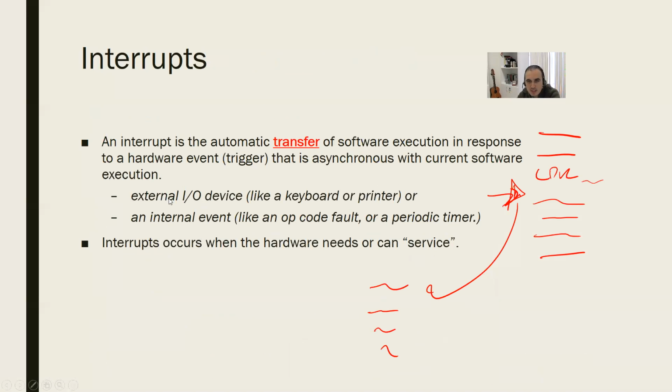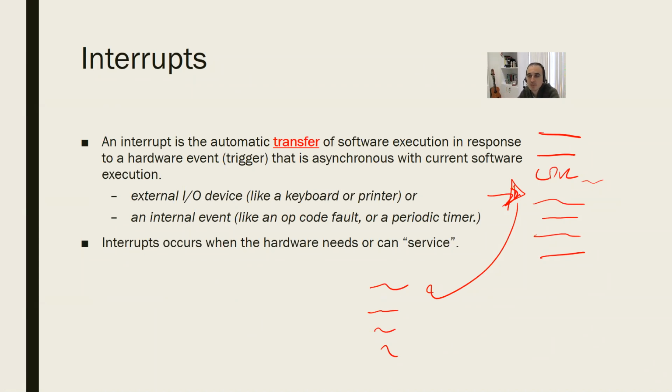So it should be triggered by an external device like a keyboard or printer, or it could be an internal event outside of the code. Internal event means in your microprocessor, there are mechanisms to call the interrupt mechanism, but it is not the code.